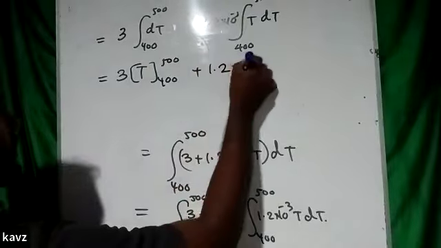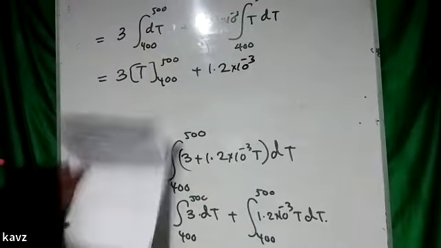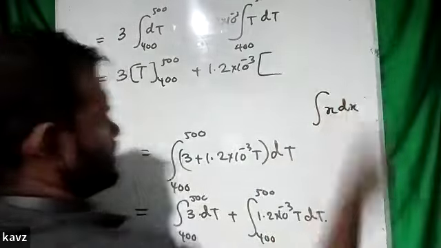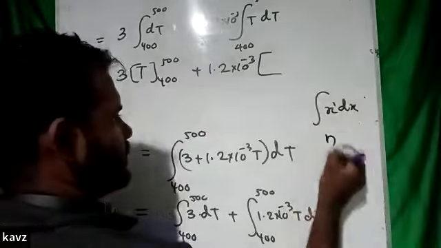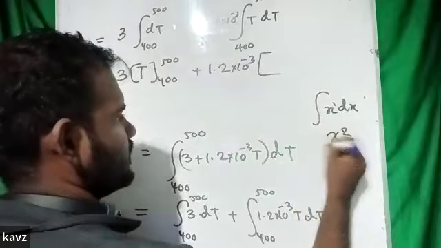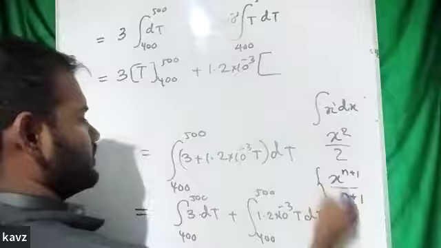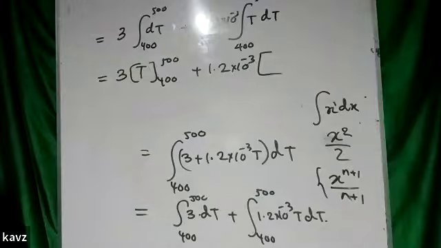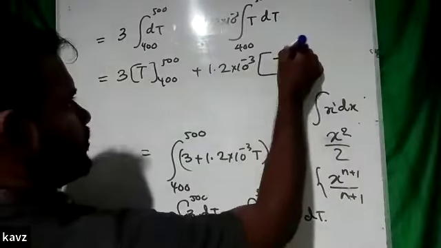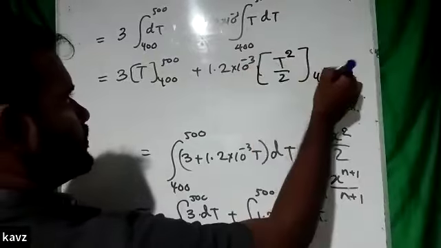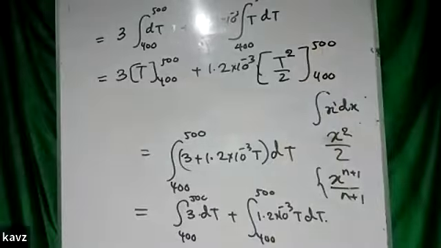And this one, 1.2 times 10 to the power minus 3, t dt, is like x dx. The power is 1, so the answer is x squared divided by 2. x to the n plus 1 divided by n plus 1, you can remember the integration with this. Everyone knows this now if you have done the math course and these things in A level. So t squared divided by 2, from 400 to 500. Clear? Okay.